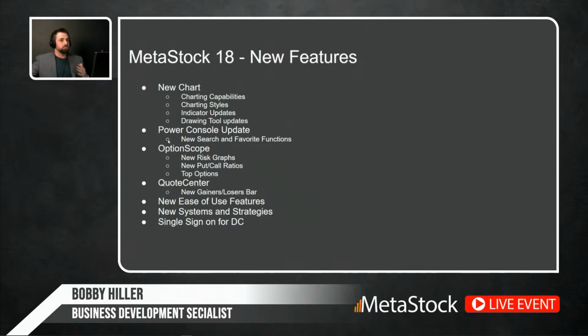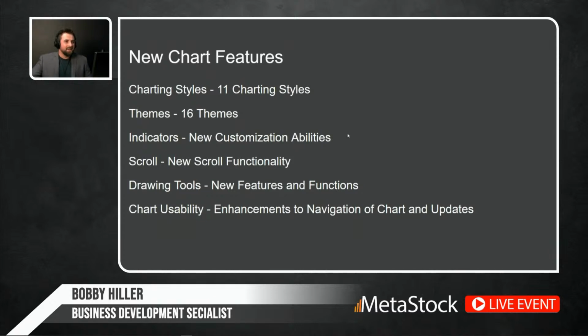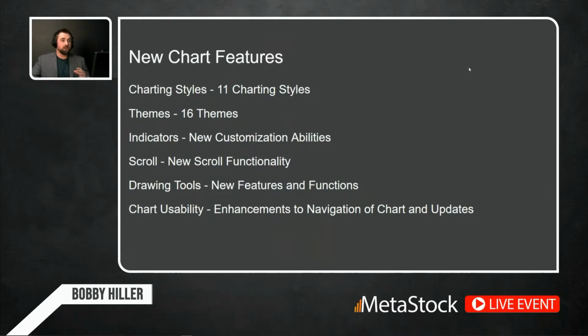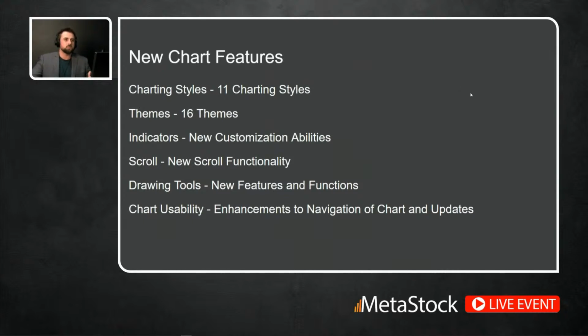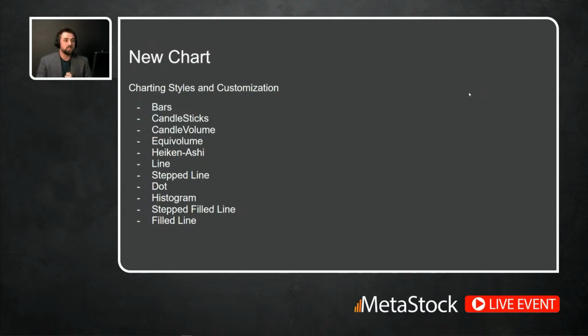But you can see there's also updates inside of the Power Console itself. Option Scope and Quote Center have new updates in there. We've made things easier to use and navigate, and even for easier login details as well. So I'm just going to hit these other highlights too. We have new charting styles, themes, indicators, new scroll functionality throughout, lots of enhancements to our drawing tools. That's one of my favorite things. And then, like I mentioned before, just lots of enhancements to the usability and the ease of use of the software. So I think you're all going to be really happy with these features.